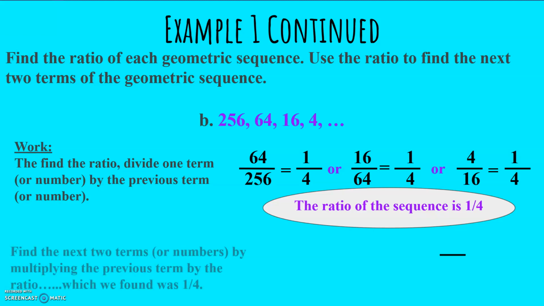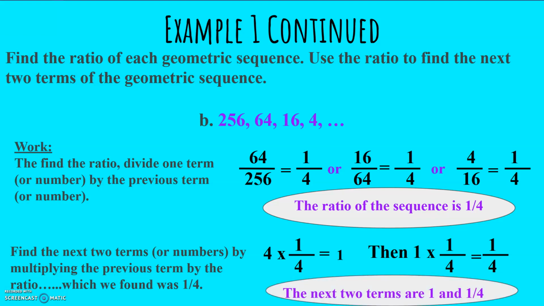So, to find the next two terms, we will multiply the previous term by the ratio, which we found was 1/4. So, we'll start with 4 and multiply it by 1/4. 4 times 1/4 is 1. 1 times 1/4 to find the next term is 1/4. The next two terms in the sequence are 1 and 1/4.